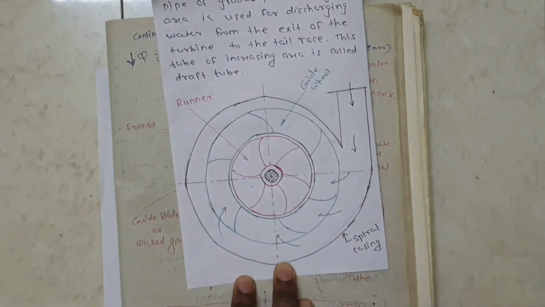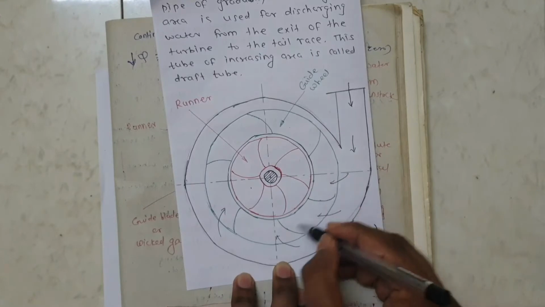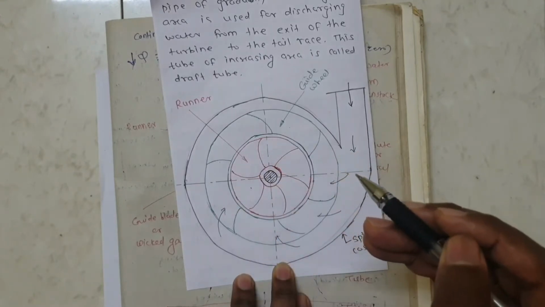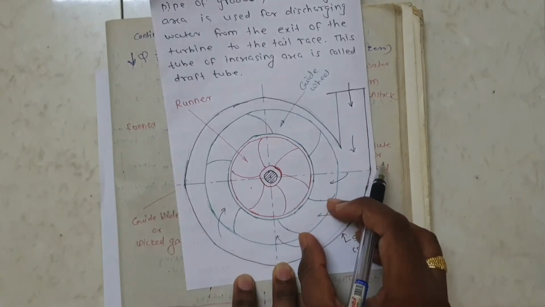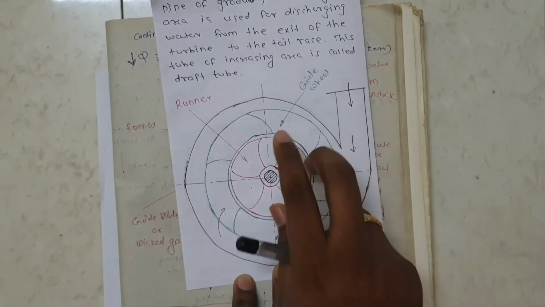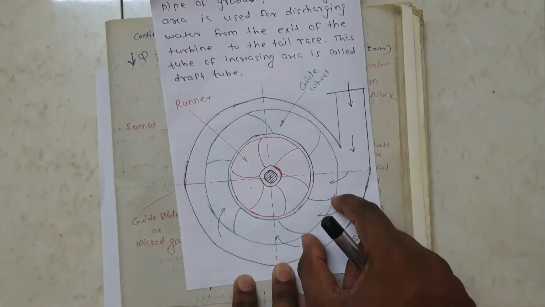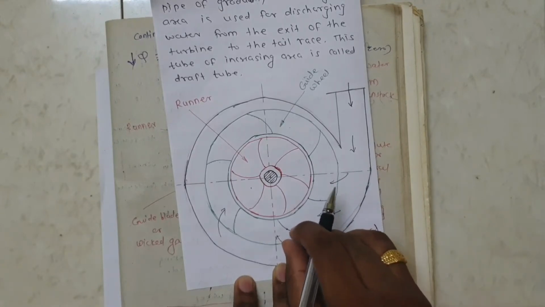On that guide wheel, fixed guide blades are provided. These are the guide blades. By adjusting the distance between the guide blades, we control the flow rate. We adjust the distance between the guide blades and control the flow of water through them. From this pivot point, we change the guide blade angle.